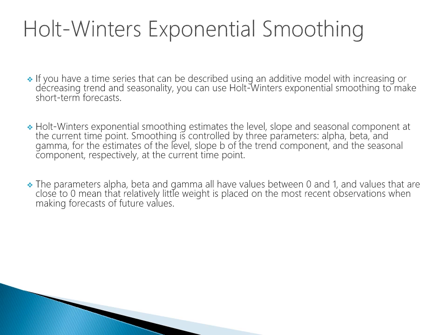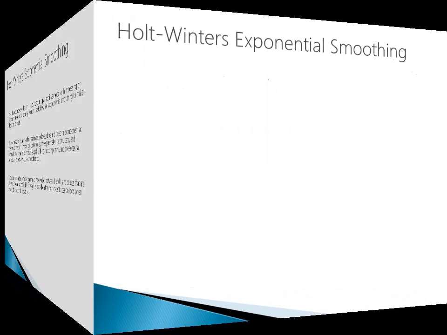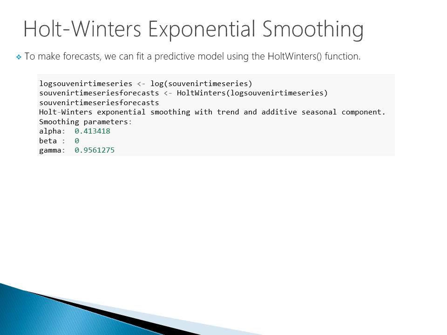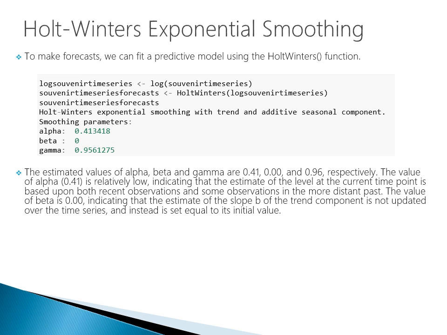The parameters alpha, beta, and gamma all have values between 0 and 1, and values that are close to 0 mean that relatively little weight is placed on the most recent observations when making forecasts of future values. To make forecasts, we can fit a predictive model using the HoltWinters function in R. The estimated values of alpha, beta, and gamma are 0.41, 0.00, and 0.96 respectively.